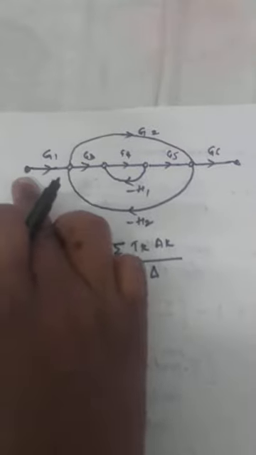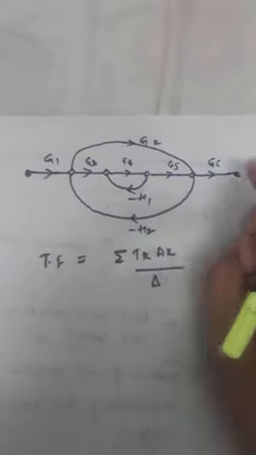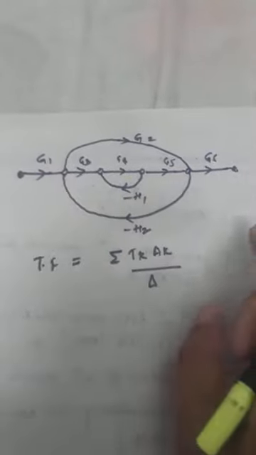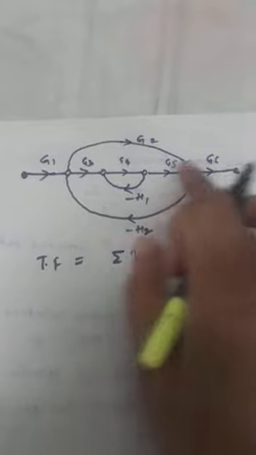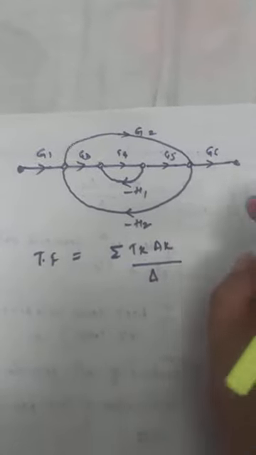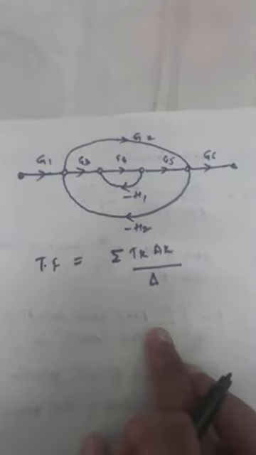Yesterday I explained what a forward path is. A forward path is a path from source node to sink node that should move in the same direction. Remember, no node should be traced twice in the forward path. So first I'll write the forward paths.